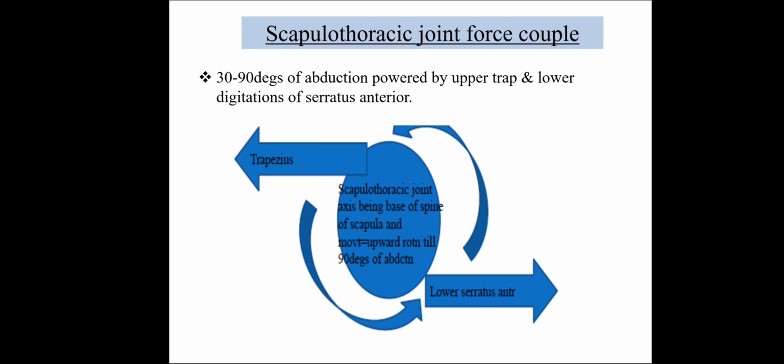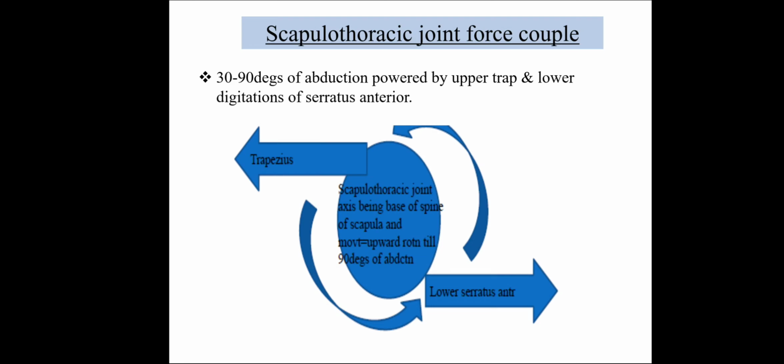When 30 to 90 degree of abduction is happening, the axis of rotation is located at the superior angle of the scapula. And when 90 to 150 degree abduction is happening, the axis of rotation of the upward rotation is located at your AC joint, that is your acromioclavicular joint.